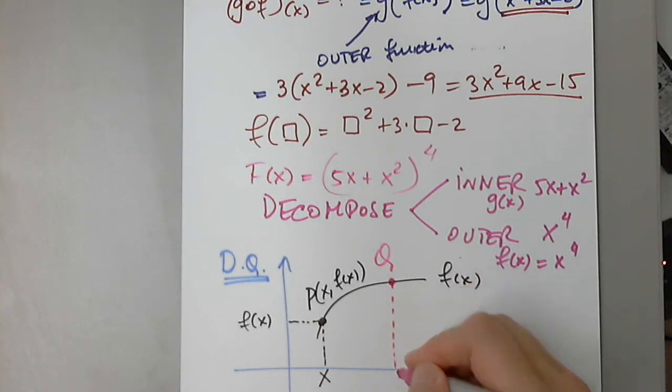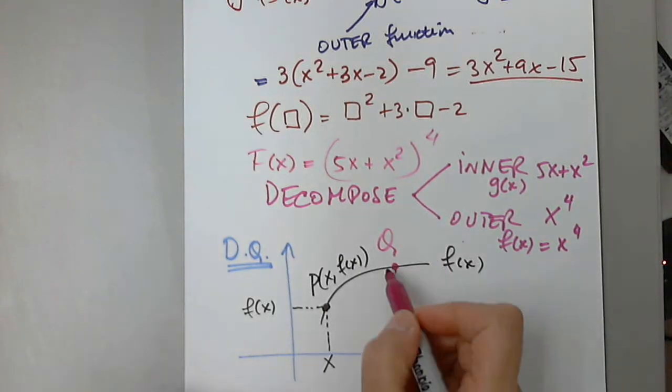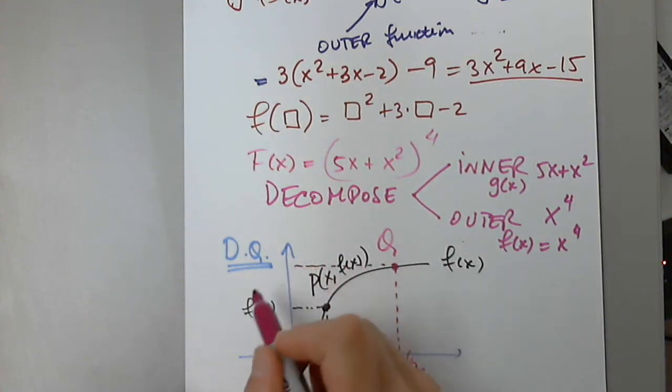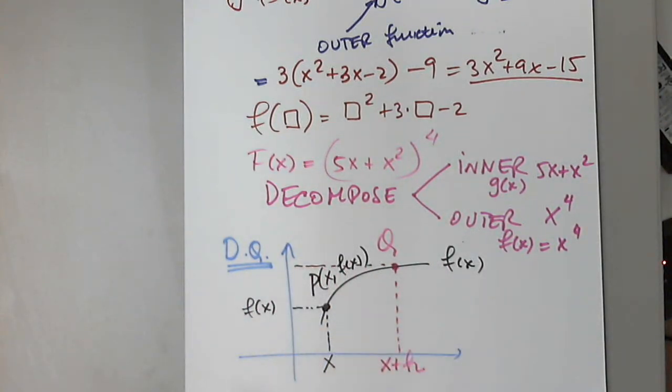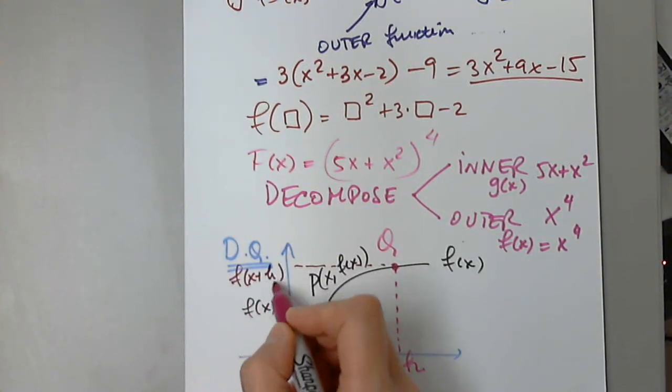And this point has x coordinate x plus a little bit. Yes, I imagine that I zoomed in, and P and Q are not far from each other. So if this is 5, this is 5 plus a little bit. If this is x plus a little bit, now, can anyone give us the y coordinate of Q? f of x plus h. All right, there is no discussion there.